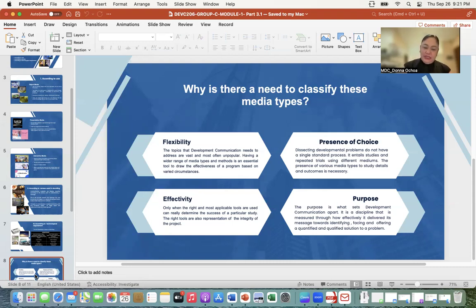Number three is effectivity. Only when the right and the most applicable tools are used can we really determine the success of a particular study. The right tools are also a representation of the integrity of the project and its results. Purpose. The purpose is what sets development communication apart. It is a discipline that is measured through how effectively it delivered its message towards identifying, facing, and offering a qualified and quantified solution to a problem.